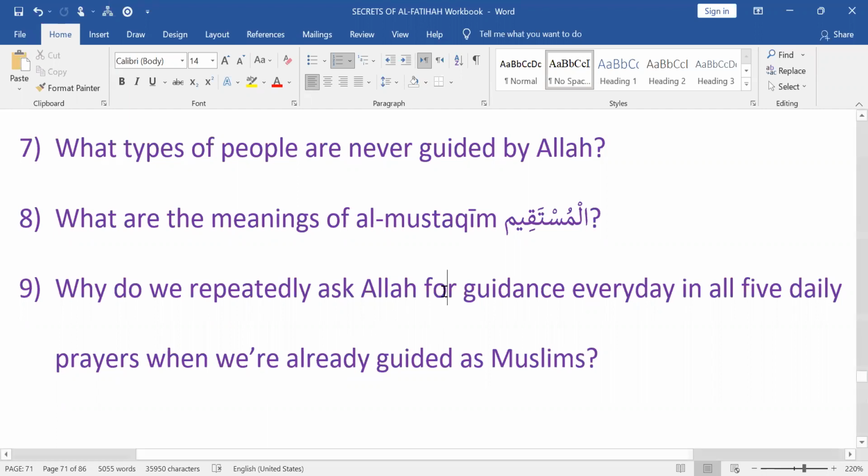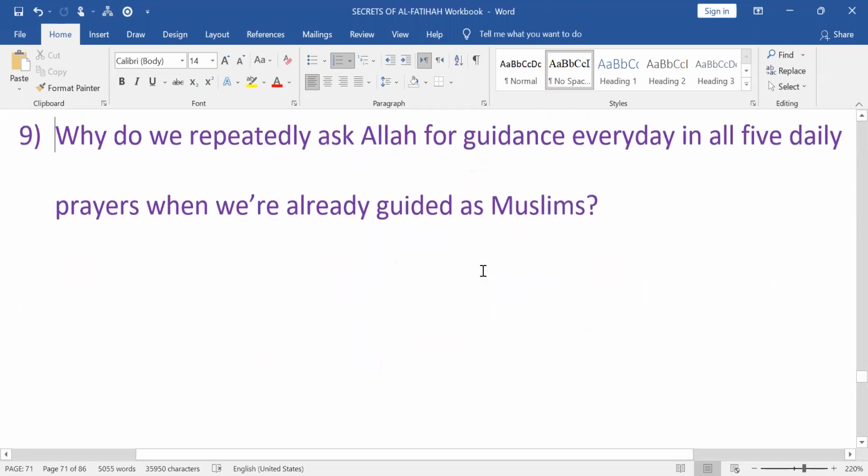And also, another interpretation is, yes, I'm guided, but I want the guidance to be easier and clearer. I want to be more guided in the guidance itself. So I get more answers, more wisdoms, I uncover secrets. So all of these are possible meanings.